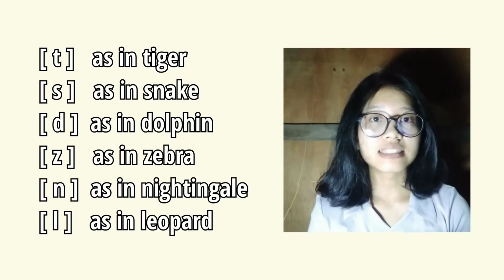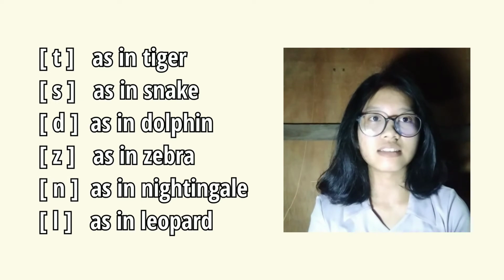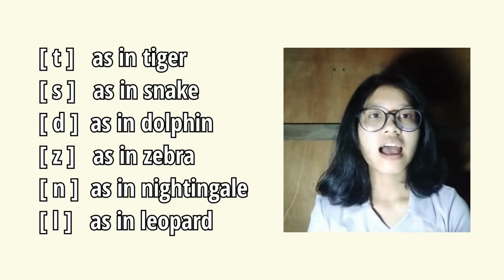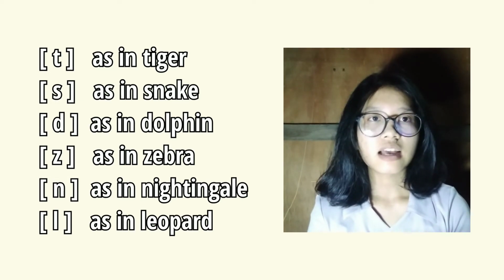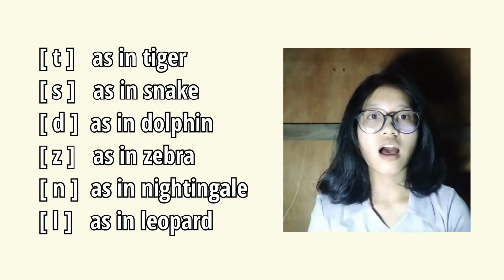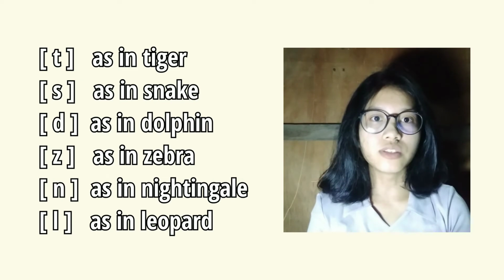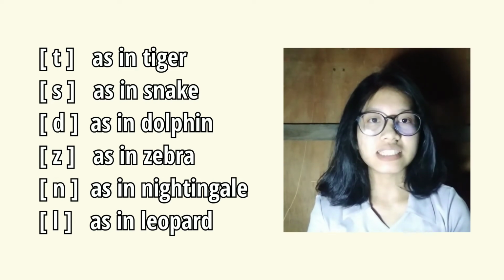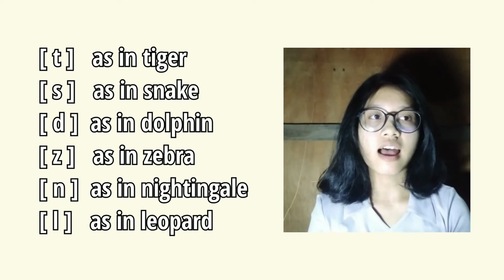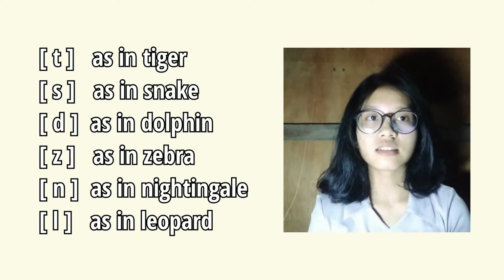Four, alveolar sounds are made with the tongue tip coming near or touching the bony ridge behind the upper teeth, called the alveolar ridge. Example, t as in tiger, s as in snake, d as in dolphin, z as in zebra, n as in nightingale, and l as in leopard.